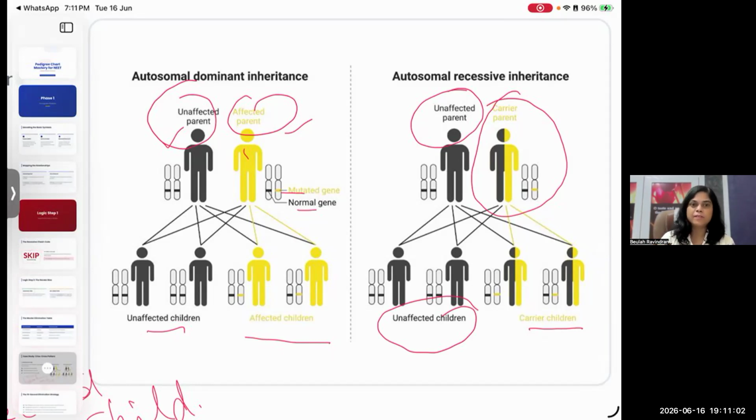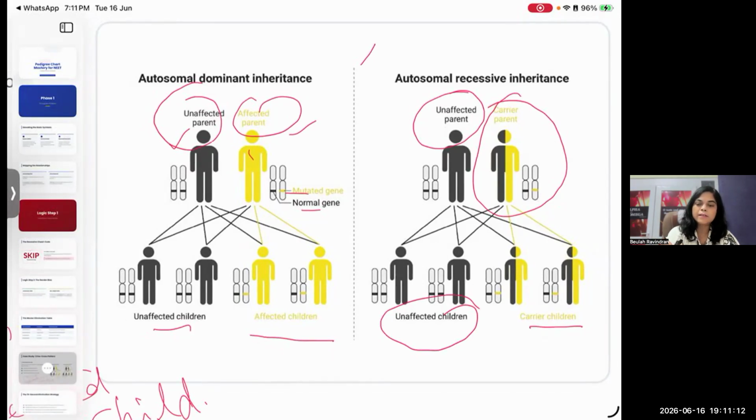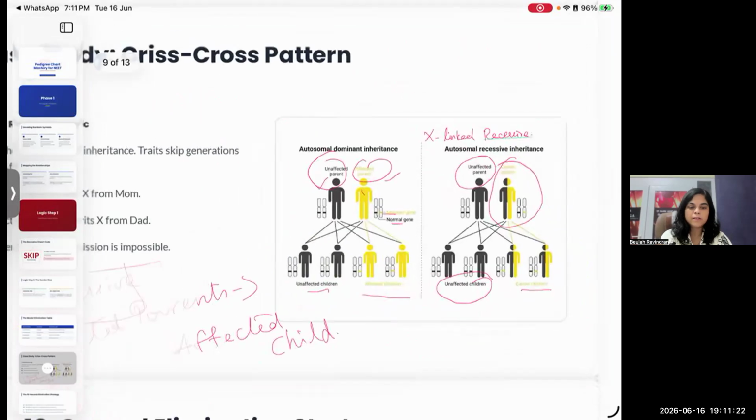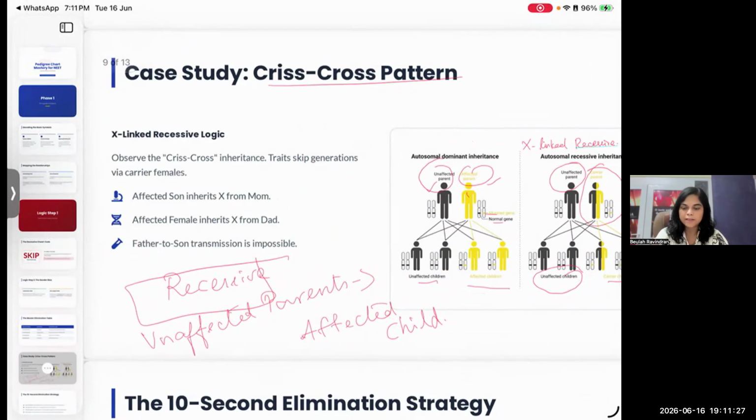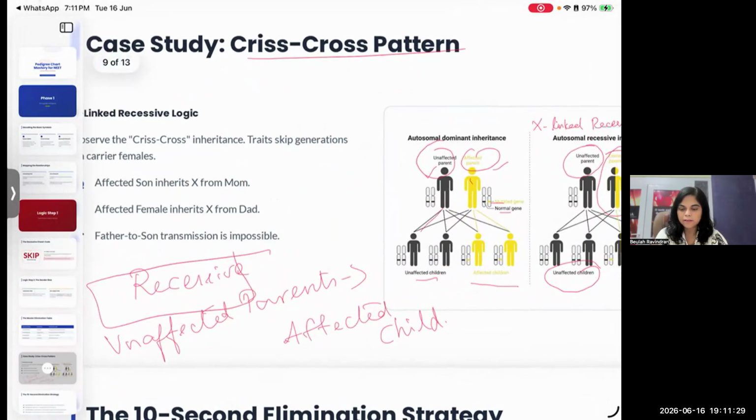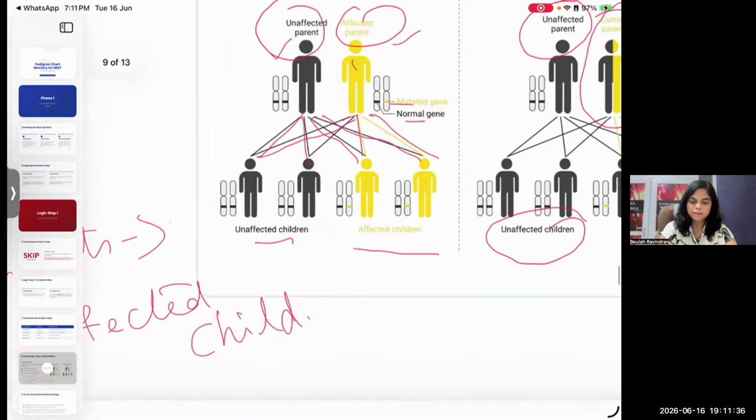So this is X-linked recessive. This is a very important thing you must understand. If you think it's X-linked recessive, look for the crisscross inheritance. This is the crisscross pattern. Observe the crisscross inheritance. Understood? Like this, you have to learn.